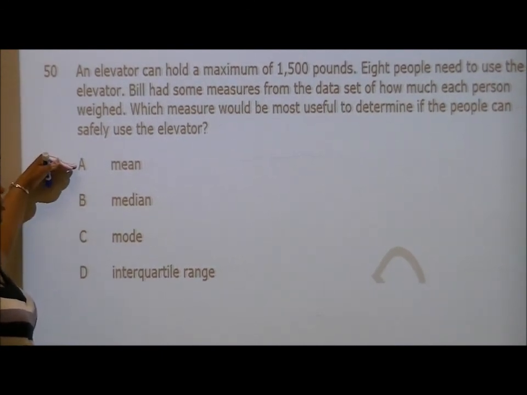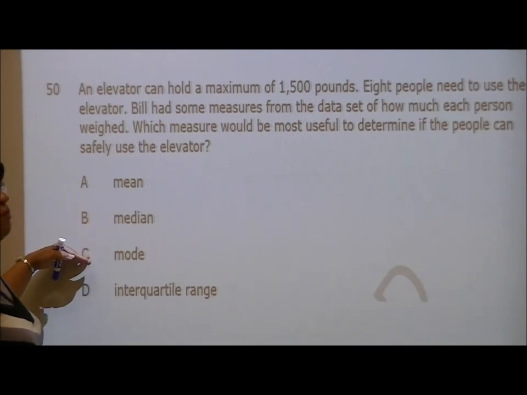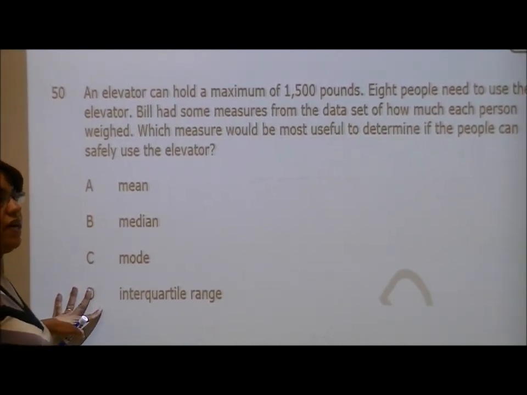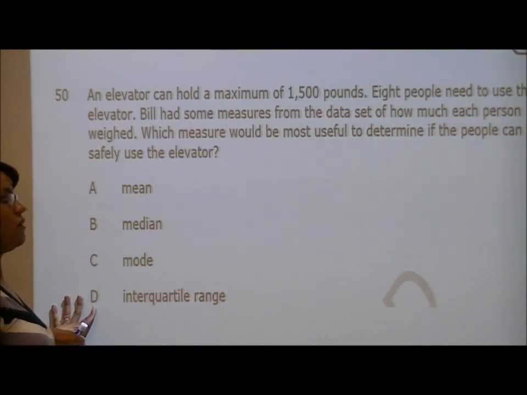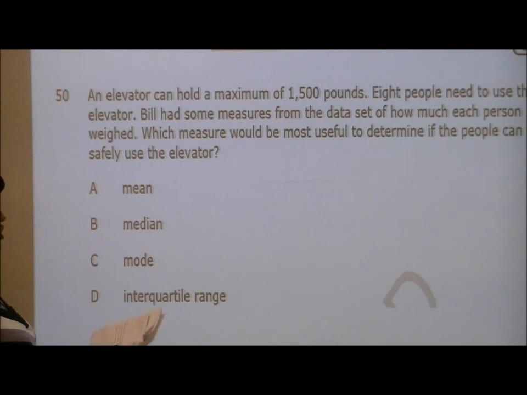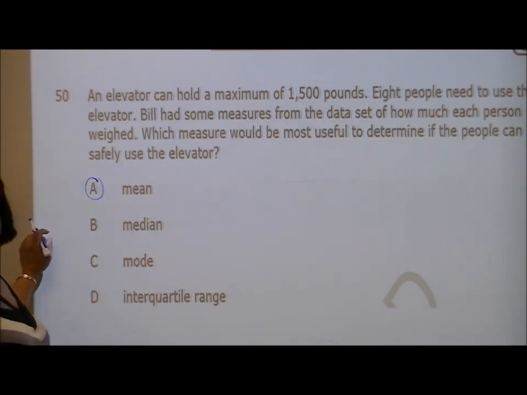The mean, which is your average, the median, which is the middle number, the mode, which is what you see most, or the interquartile range, which is your Q3 minus Q1, or upper minus lower quartile. The best thing to use here is your average. The average weight is what you would best use for number 50.